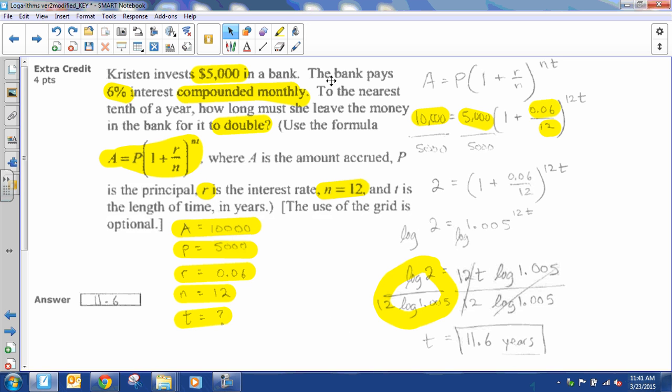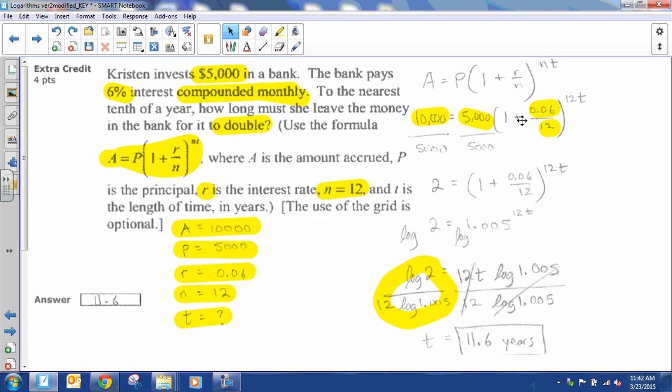Oh, the extra credit. Kristen invests $5,000 in a bank. Principal is $5,000. The bank pays 6% interest compounded monthly. N is 12 because monthly means 12 times a year. 6% is the interest, so we move it 2 decimal places to the left to get 0.06. How long must she leave the money in the bank for it to double? That's time, and that's the question mark. The $5,000 will double to 10,000, so 10,000 is A.